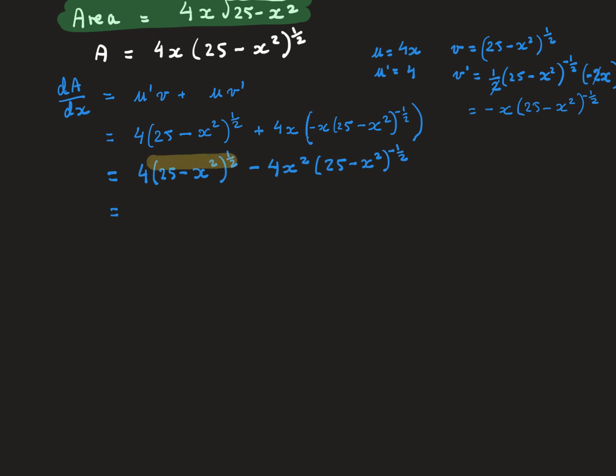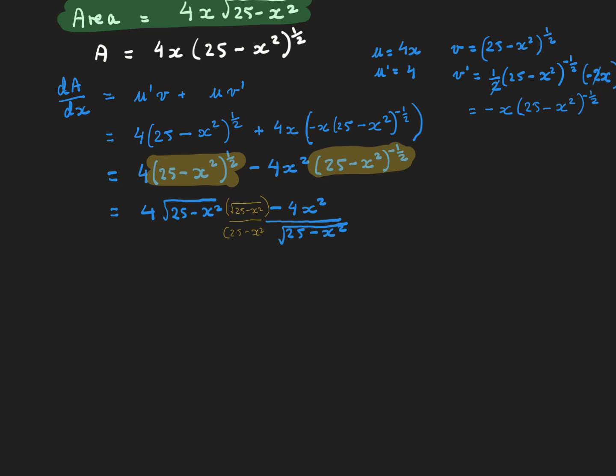I'm going to rewrite this and this in third form. Putting it under the one denominator means that all I'll have to do is multiply this by 25 minus x squared over 25 minus x squared.